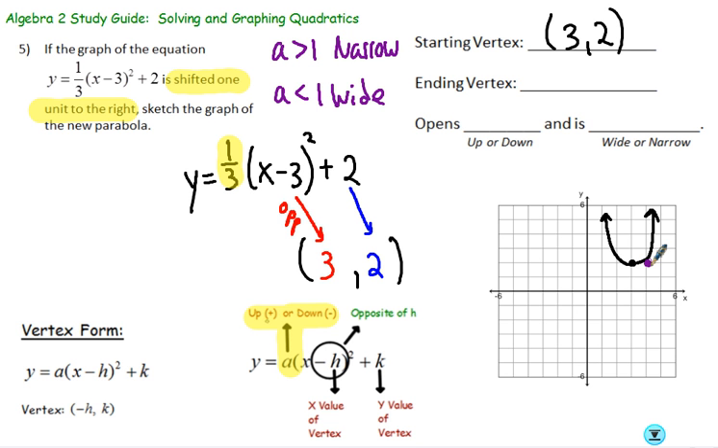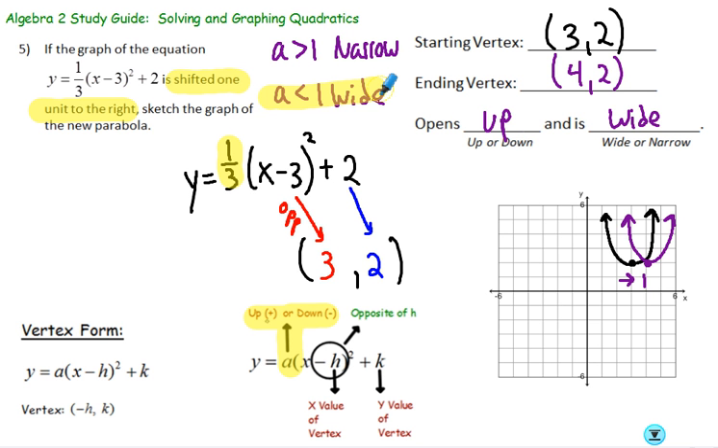Now, everything else is still the same. The positive 1/3 means it opens up and it's going to be a wide parabola. All of that is the same. We're just saying if you shifted it over 1 spot, where would it be? It would be right there. So what would the ending vertex be? That vertex right there would be 1, 2, 3, 4, up 2. So our new vertex would be 4, 2. It opens up because that number is positive, and it is wide because this number is less than 1. A is less than 1, so that means that it is wide.